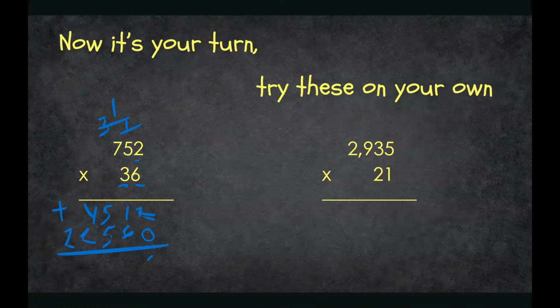2 plus 0 is 2. 1 plus 6 is 7. 5 plus 5 is 10. 4 plus 2 plus 1 is 7. And then finally, we're going to drop that 2 down. So we have a total of 27,072.